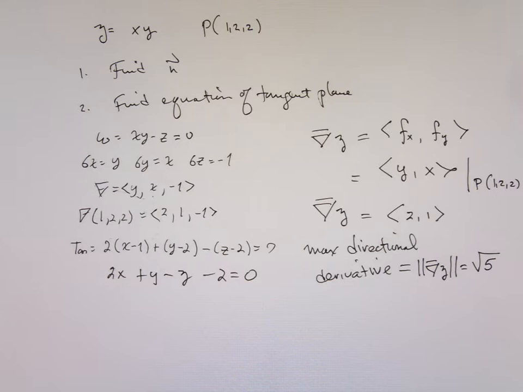The square root of 5 is a slope. It's the slope of that line. That's exactly what it is, just at that point. At that point it is, but it could be different at other points.